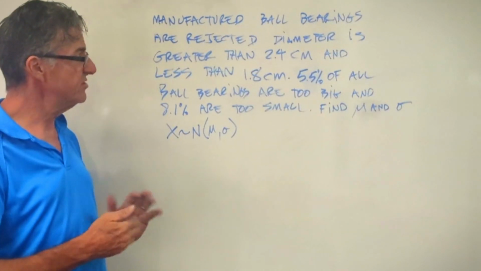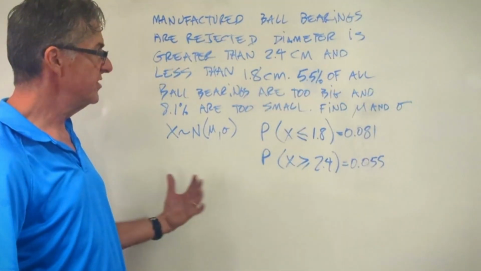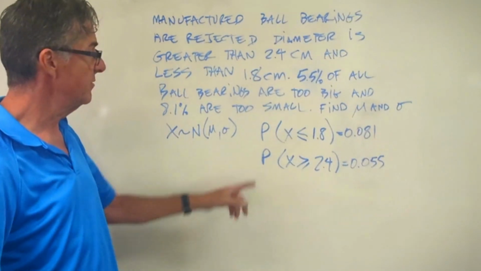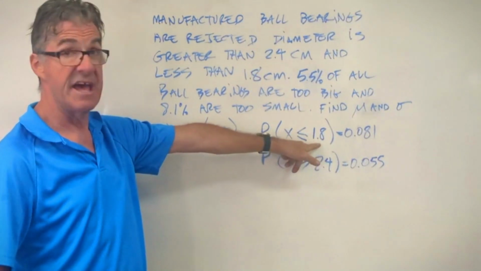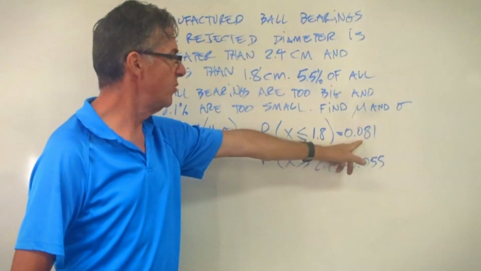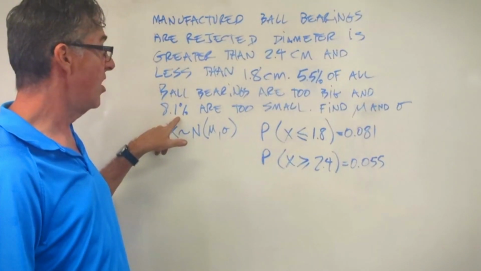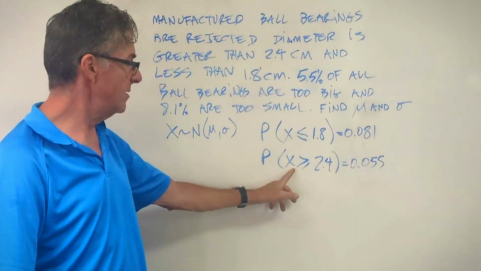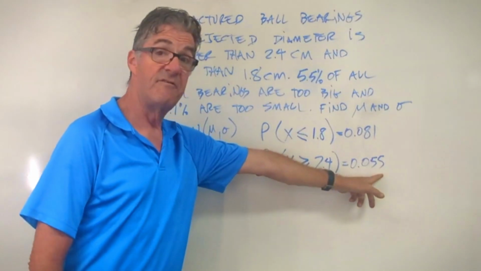So there's a couple equations that you can write right now. Okay, so here are your first steps. We're just articulating the two boundaries that we have. So the probability that the bearing size is going to be less than 1.8 centimeters is 0.081. That's this 8.1% that they're too small. Same thing for the too big. Probability that x is greater than or equal to 2.4, that's 0.055.